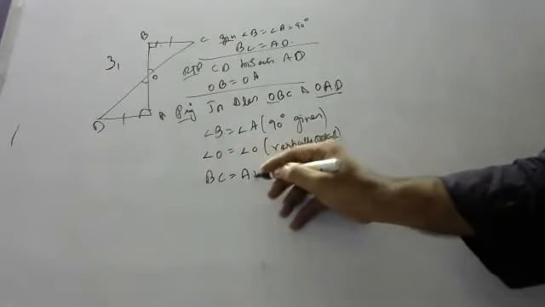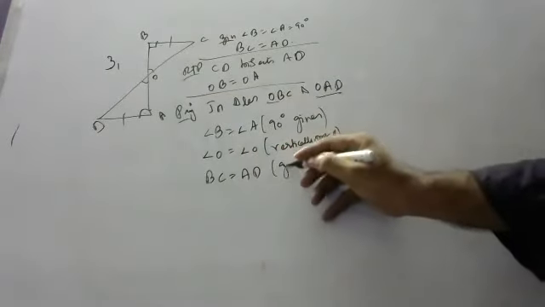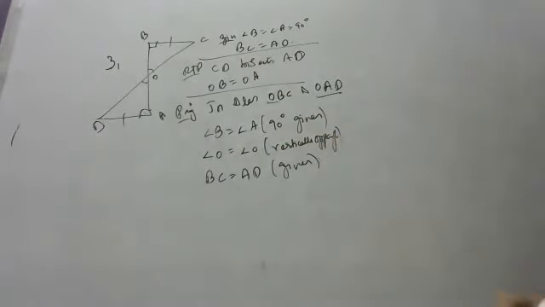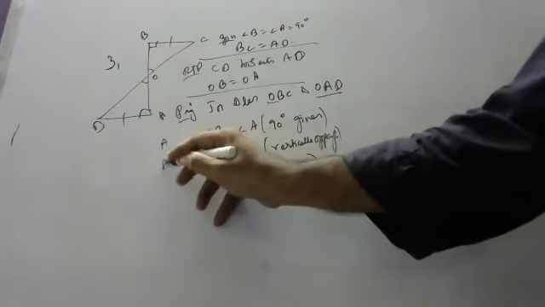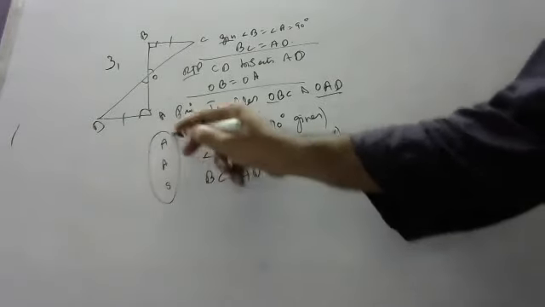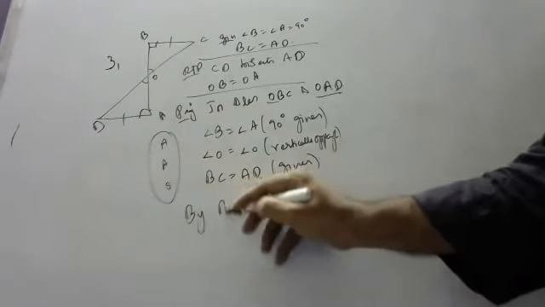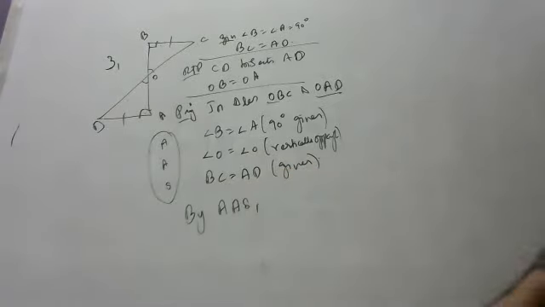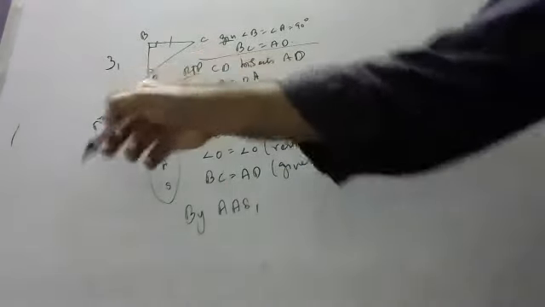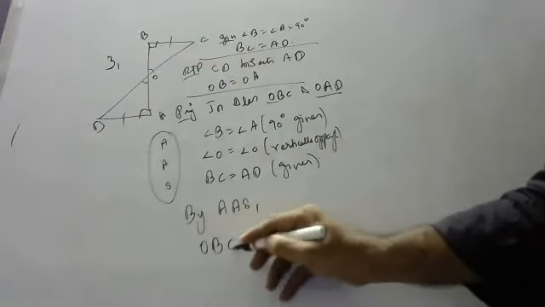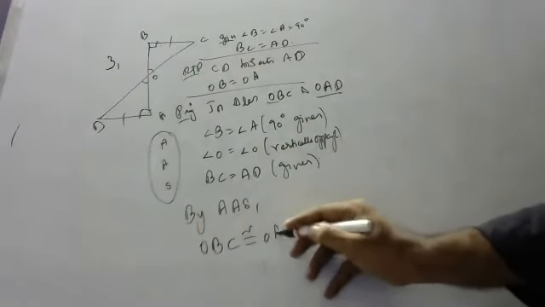Next, BC is equal to AD. Why is BC equal to AD, children? Given. This is also given. So children, this is angle, this is angle, this is side. By what congruency? By AAS. By AAS, what can we say, children? We can say that triangle OBC is congruent to triangle OAD.